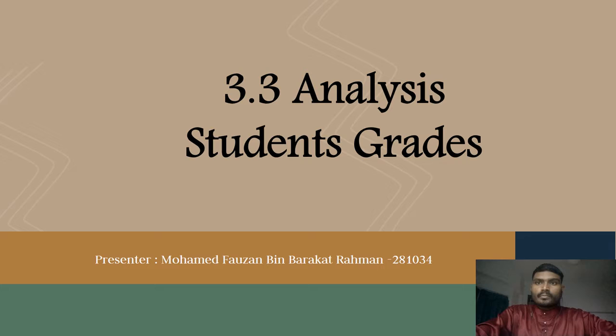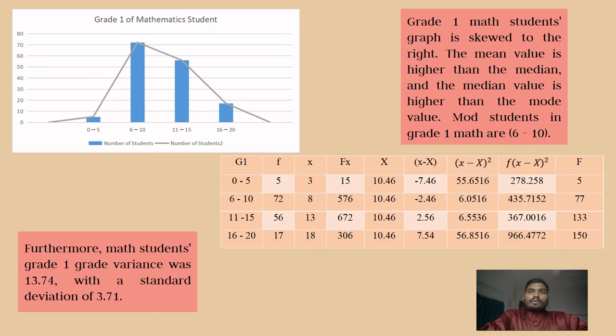Thank you. Now I will be explaining to you the analysis of student grades. Based on the graph and the table shown, we can see that the grade 1 math student graph is skewed to the right, and the mean value is higher than the median, and the median value is higher than the mode value, which for grade 1 math students is 6 to 10. Furthermore, math students' grade 1 variance was 13.74 with a standard deviation of 3.71.